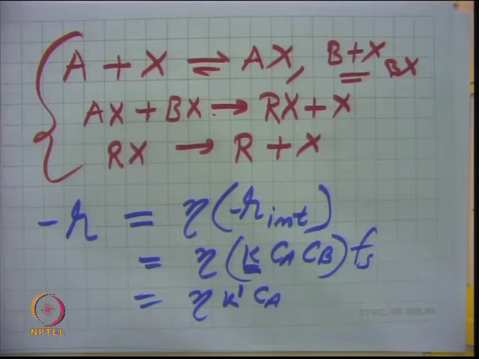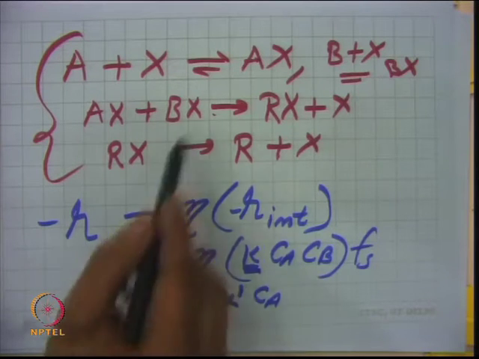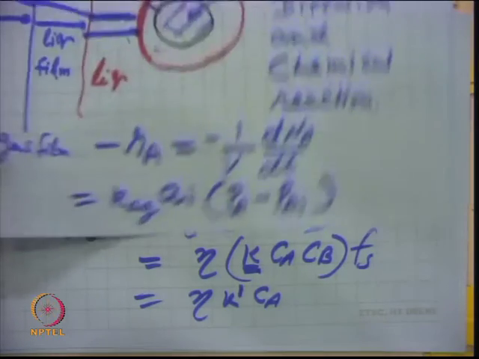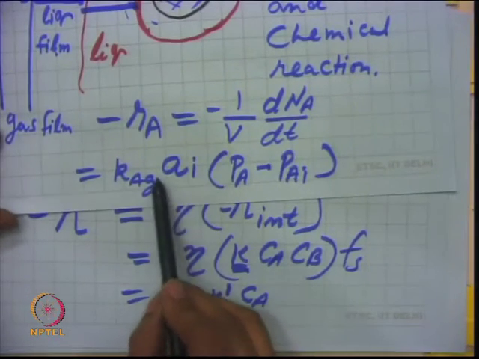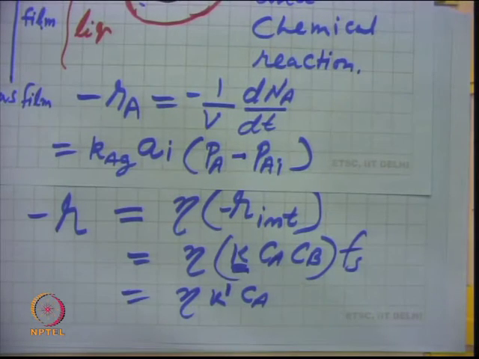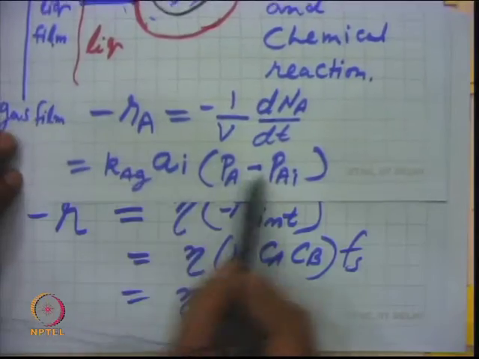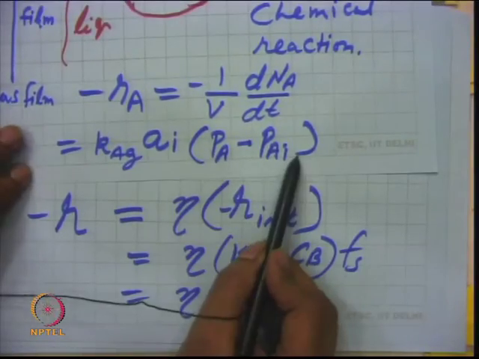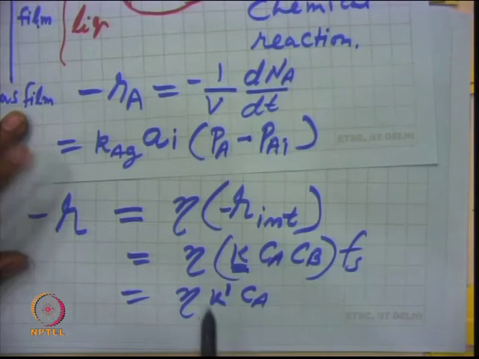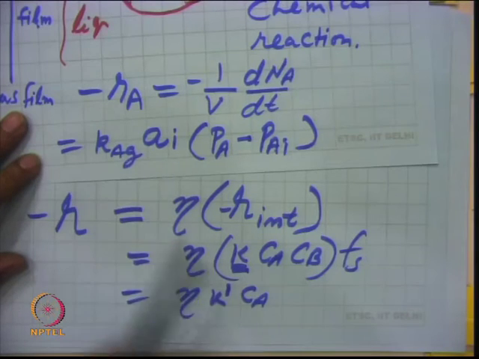If you look at all these steps, as I said, at steady state all these rates are equal, because the moles transported from the surface are the same moles that are diffusing and reacting chemically. So, it means this value, K_AG times (P_A minus P_AI), will also be equal to this value. You just have to take care of the units, per unit volume.